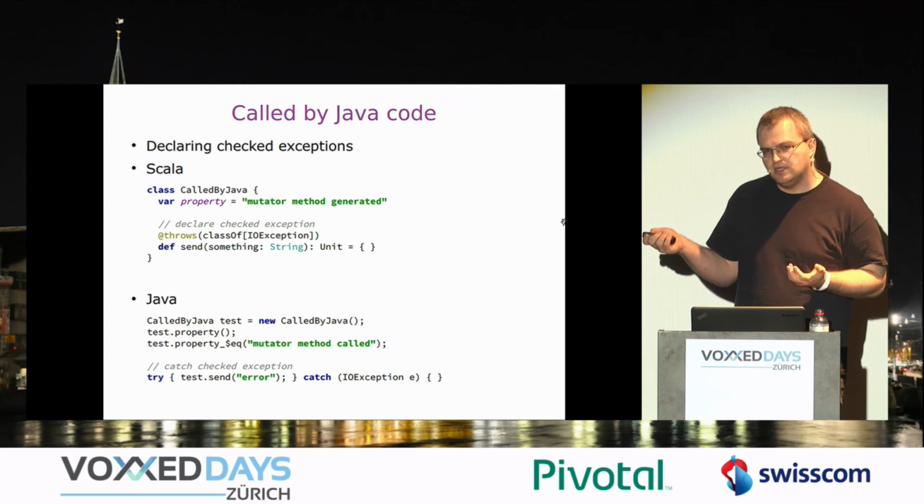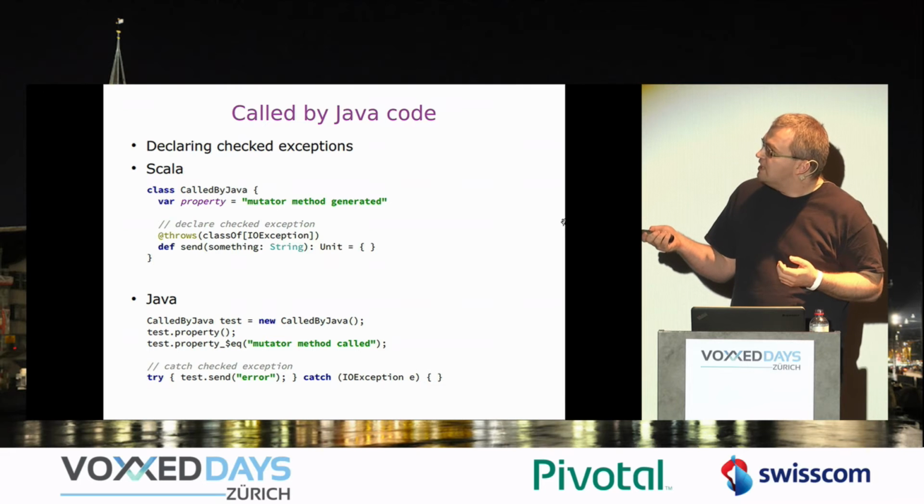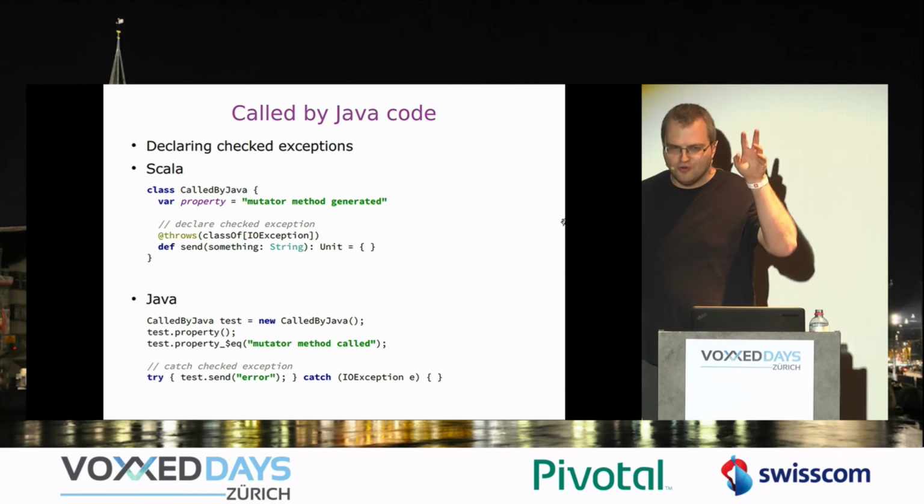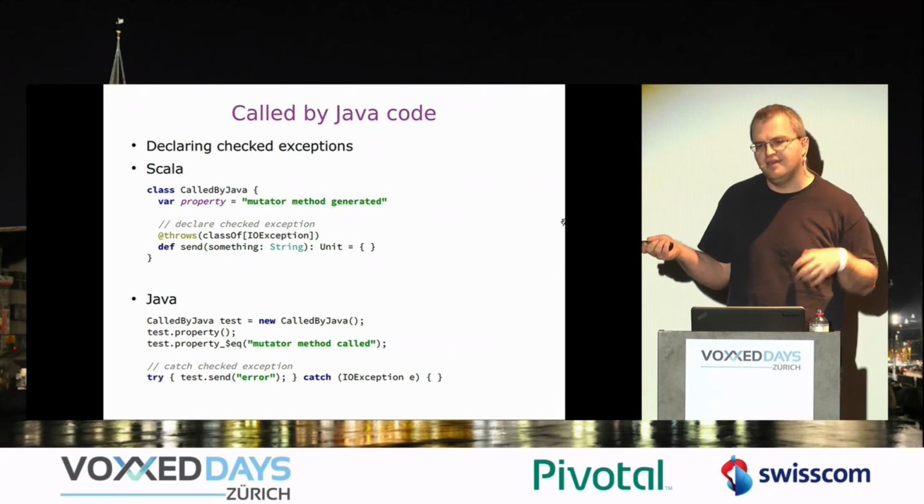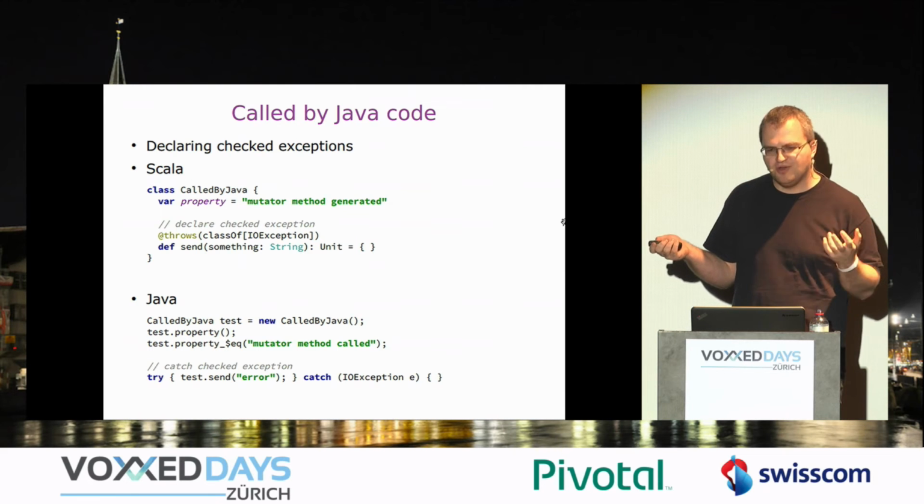We talked about the non-existence of checked exceptions. That's true, but sometimes you have code that expects to call something that declares a checked exception. So for that, in Scala there is an annotation which actually emulates the throws keyword in Java. So that we can say, hey, this method, if called by Java code, says it throws an exception.